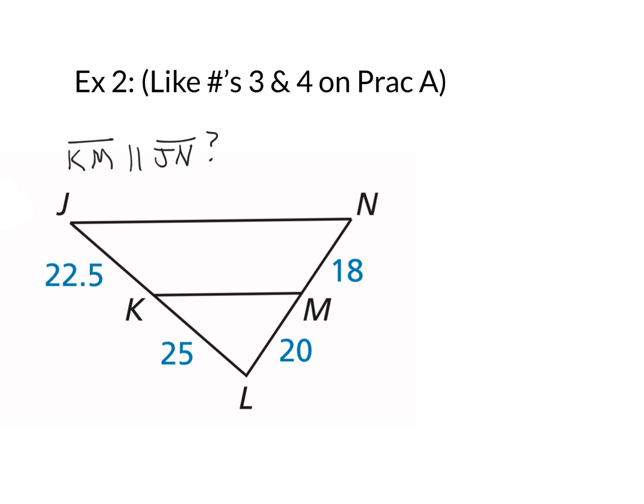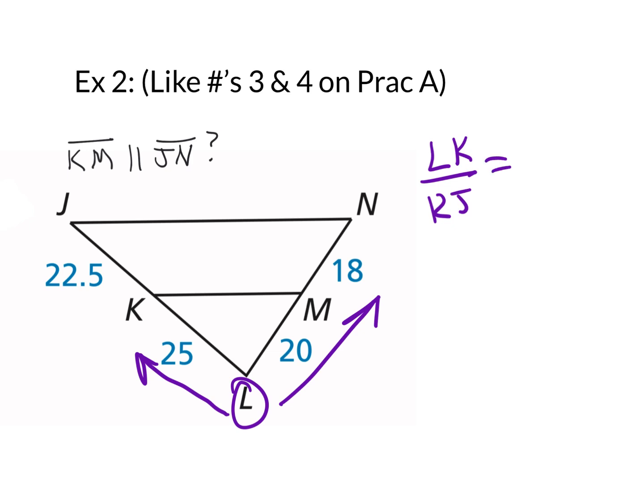Which letter should I start with on this one to see if KM and JN are parallel? L, because L is the one that's not connected to the ones we're trying to test if they're parallel. So we're going to go up. On that left side, when we work our way up, we'll say LK over KJ. And Landon, what's the other side going to be? Oh, my bad. LM over MN. Okay. So we just worked up the left side from the L, worked up the right side from the L.